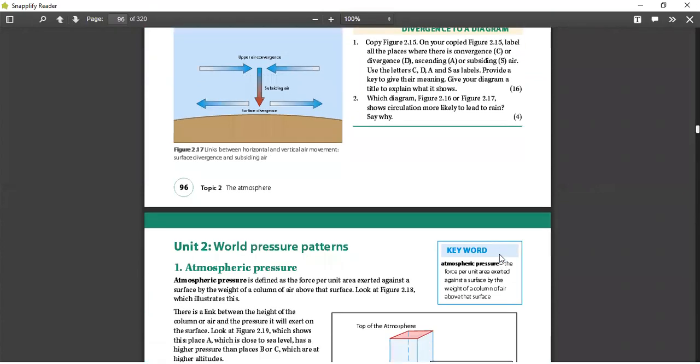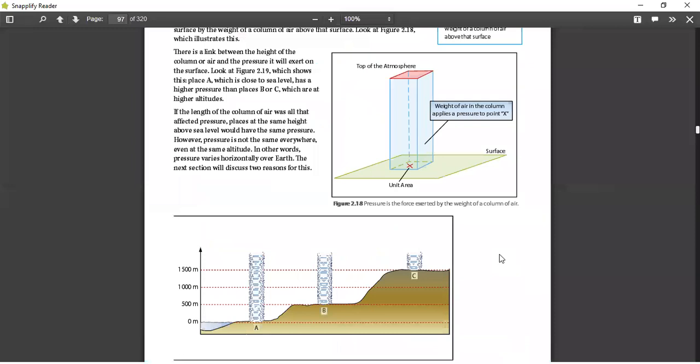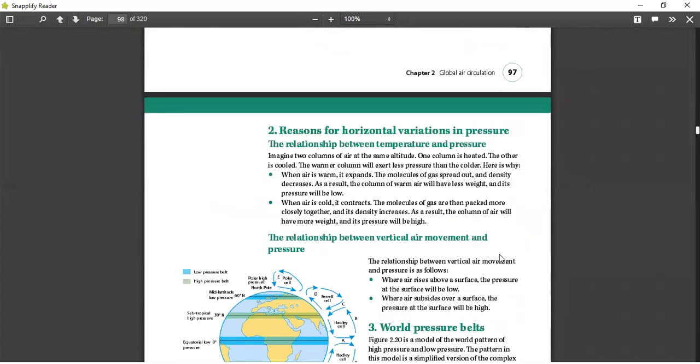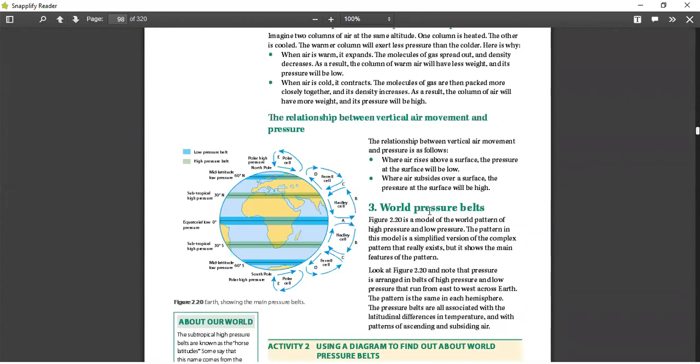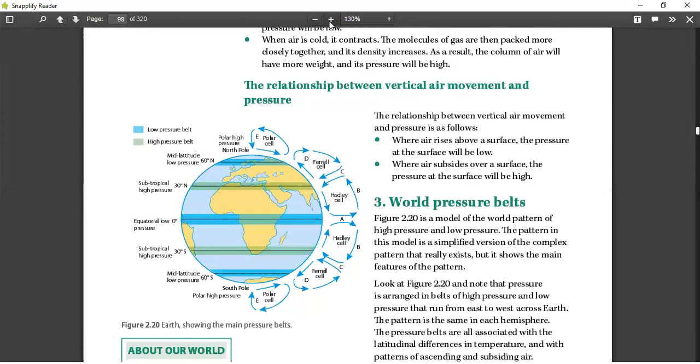And then world pressure patterns. This is what we just spoke about now. And then for tomorrow, I wanted us to discuss world pressure belts. I think we said the tri-cellular model of global air circulation. If we're talking about a tri-cellular model of global air circulation, we're talking about the 3 cells. I spoke about this yesterday as well.